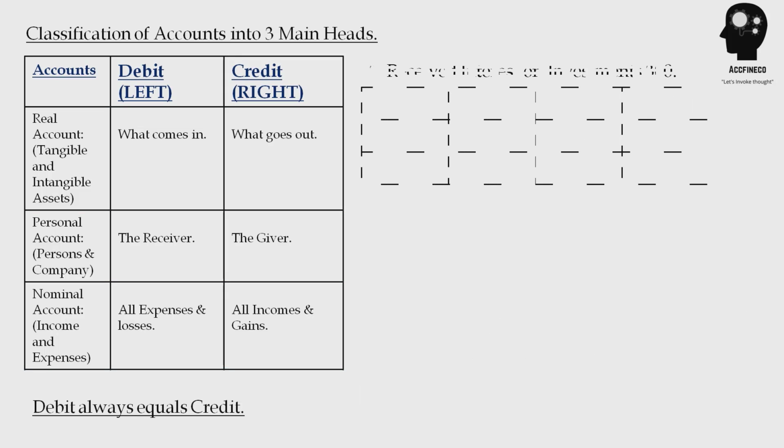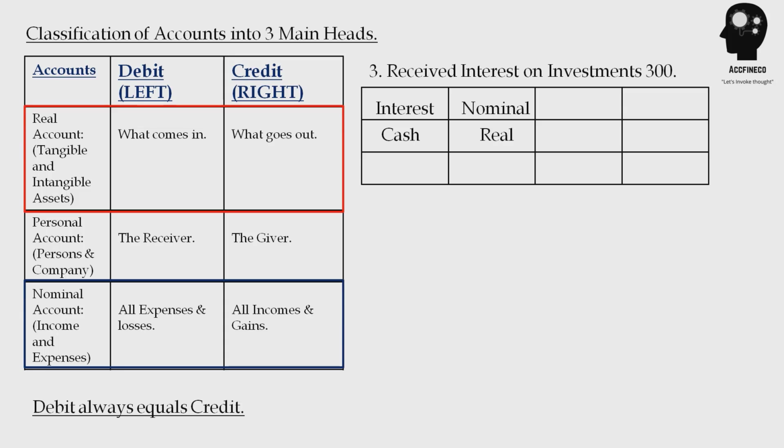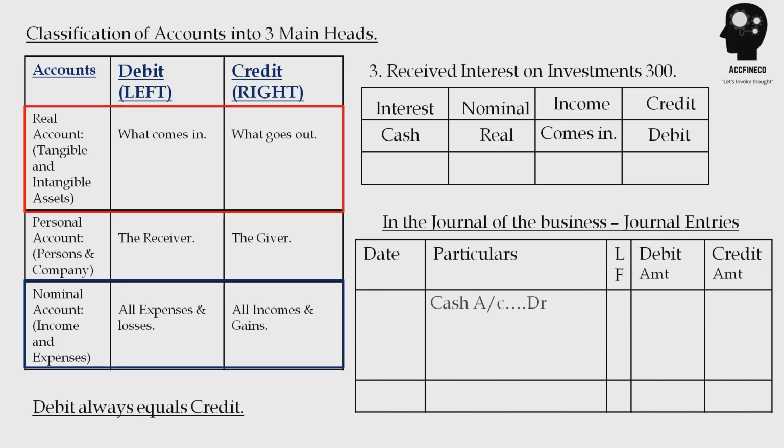Now, the third transaction. Received interest on investments, 300. Interest is income here. Thus, it falls under the nominal account, which is credit, and cash is received. It is the real account. So debit what comes in. Remember, debit always equals credit. So let's present this in our journal and write the narration.